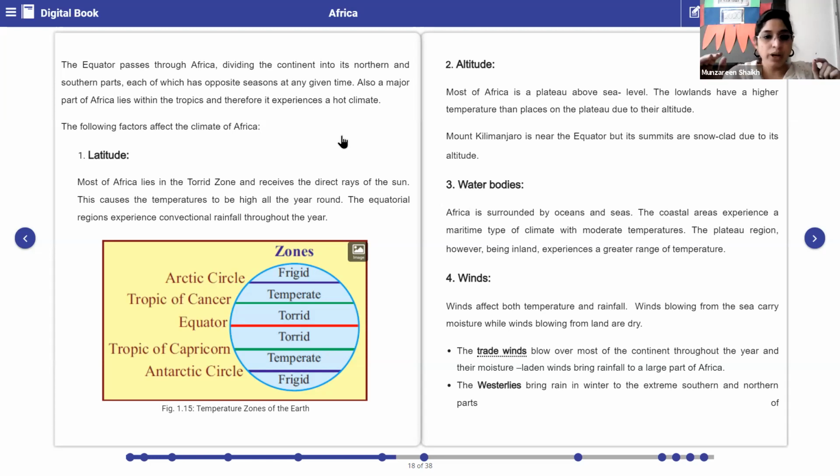So basically, we all know that the equator passes through the center of Africa, and that's the reason it is dividing it into northern and southern parts, and because of that, the climate is very opposite to each other, whether it is in the northern or the southern part. Now, let us understand what are the different factors which are affecting the climate of Africa.